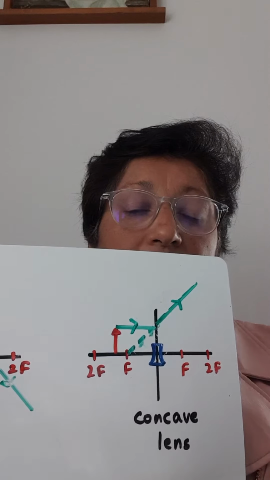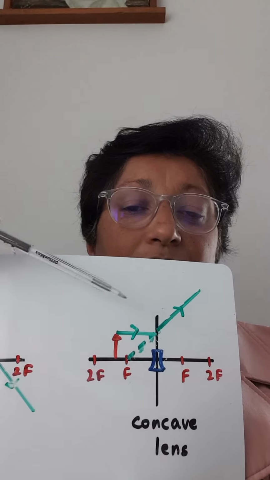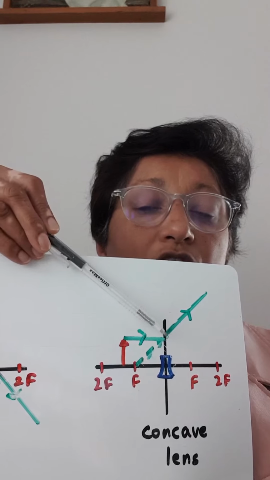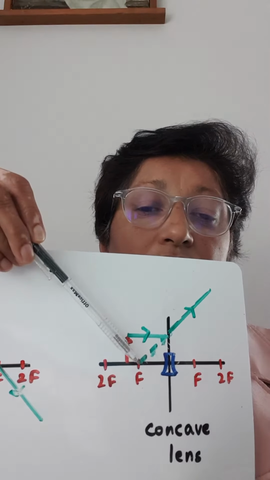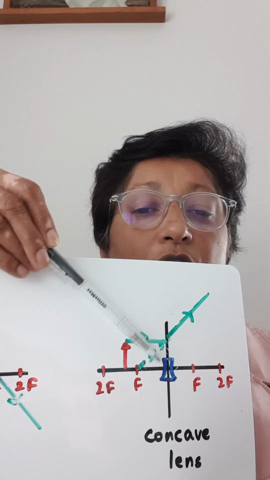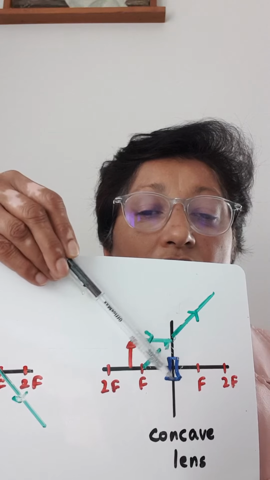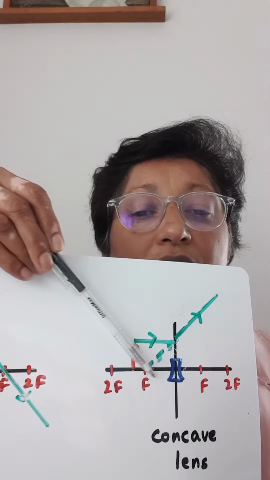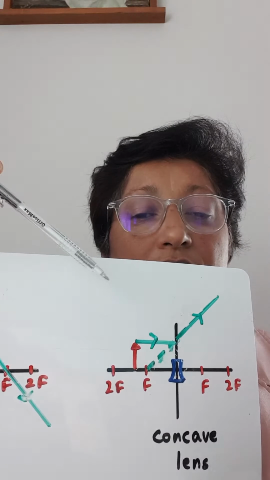But for a concave lens, which is a diverging lens, the ray spreads out when it goes through the lens. So it appears to come from the focal point. A concave lens has a virtual focal length. It has a virtual focal point.